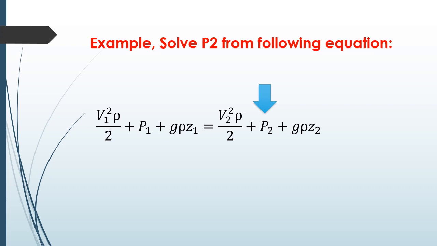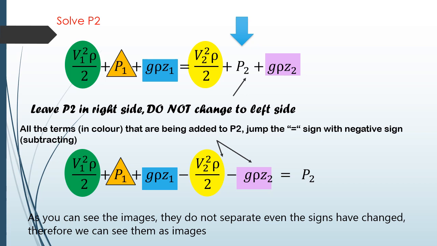Let's see another example. From this equation, we need to solve for P2. All the terms have been identified as different images. We can see the green circle, the yellow circle, the triangle, the blue square, the purple square, and we have identified the P2 with the arrow. In this case, the P2 is on the right side, so leave it there. Do not change to the left side. This is going to make it easier to solve the equation.